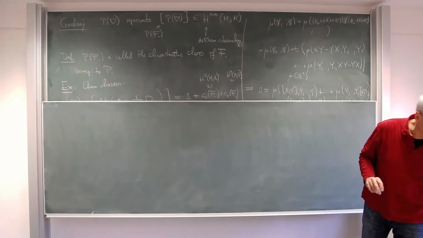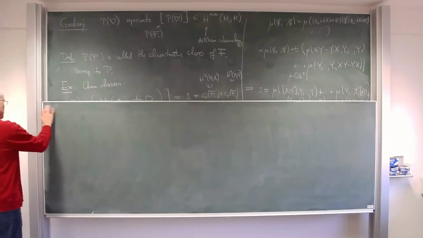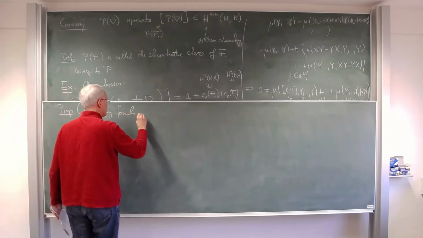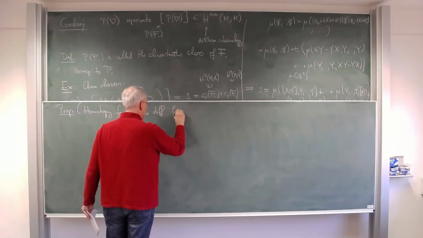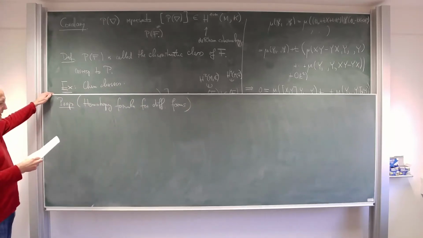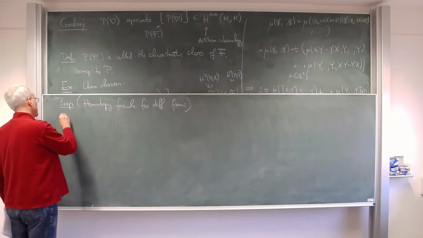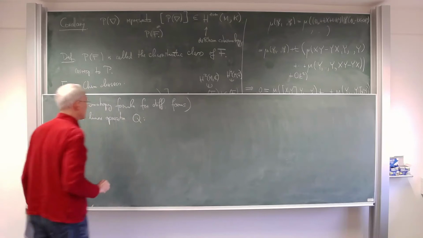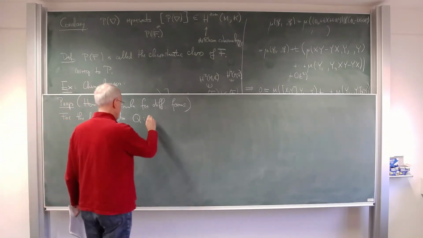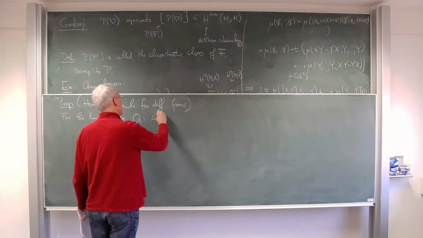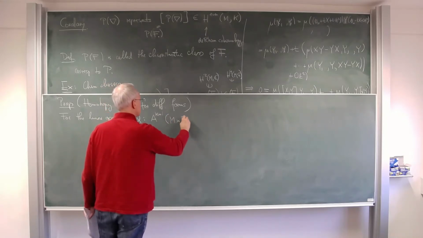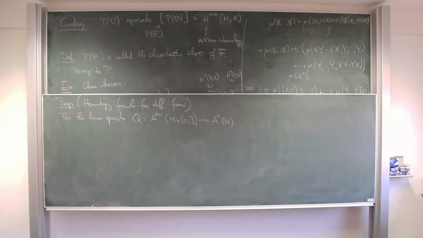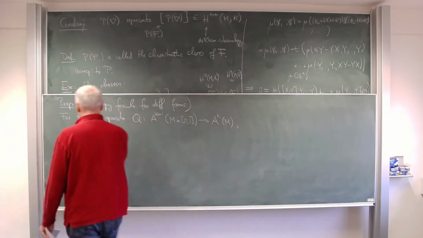And in fact, for this, it's very useful to have what's known as the homotopy formula for differential forms. Proposition: homotopy formula for differential forms. It says this: there is a linear operator Q which maps k plus 1 forms on the manifold cross interval to k forms on the manifold itself. M is any manifold. And this linear operator is given as follows.